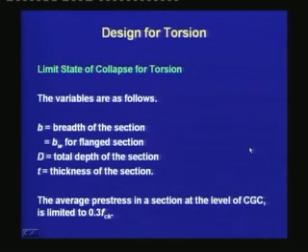The variables are thus: B is the breadth of the section, which is equal to Bw for flange section. D is the total depth of the section. T is the thickness of the section for a hollow section. The average pre-stress in a section at the level of CGC is limited to 0.3 fck.